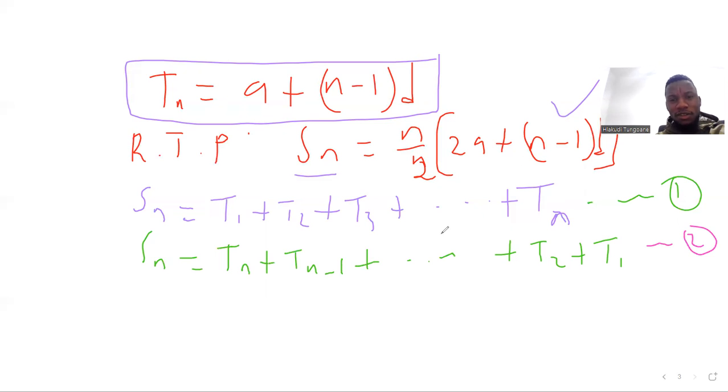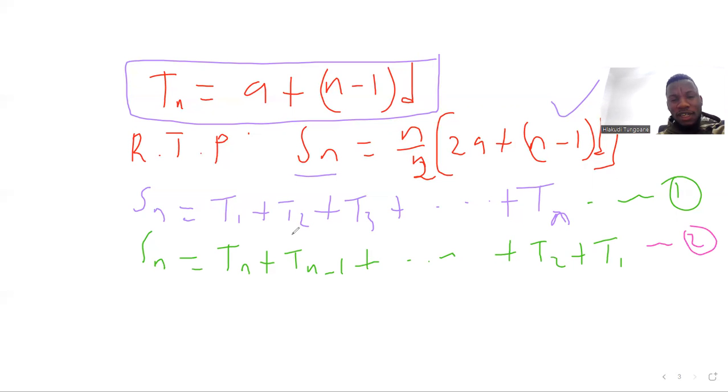So it's important to make sure that firstly you write Sn in this expansion form, and then the second step, you're going to have to reverse these terms on the right hand side, right? You reverse them, and you still get the same result. So, okay.